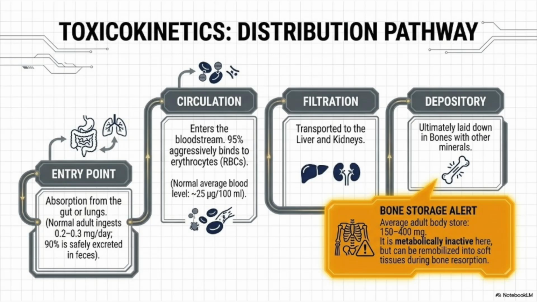After absorption, lead follows a characteristic distribution pathway known as toxicokinetics. Lead first enters the circulation where it binds mainly to red blood cells. It is then distributed to soft tissues including the liver, kidneys, bone marrow, and brain. Eventually, nearly 95% of absorbed lead is deposited in bones and teeth, where it may remain for several decades. During pregnancy, aging, or increased bone turnover, this stored lead may be released back into the bloodstream, producing delayed toxicity.